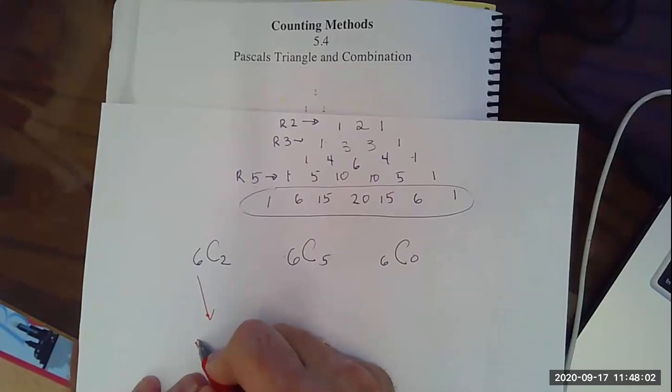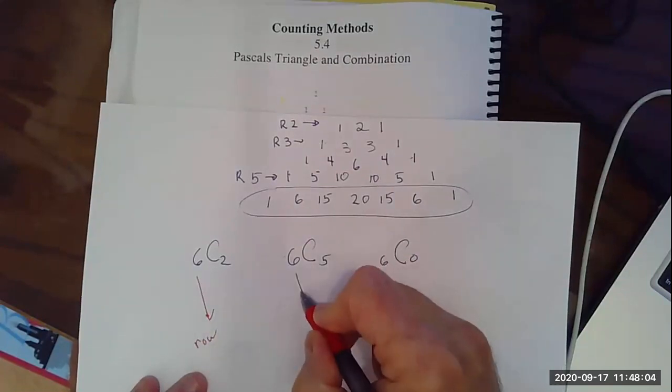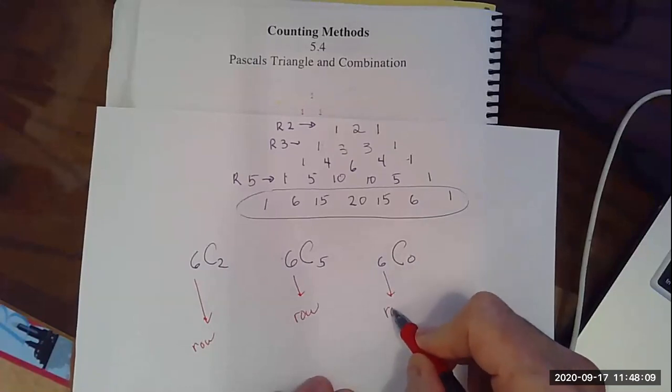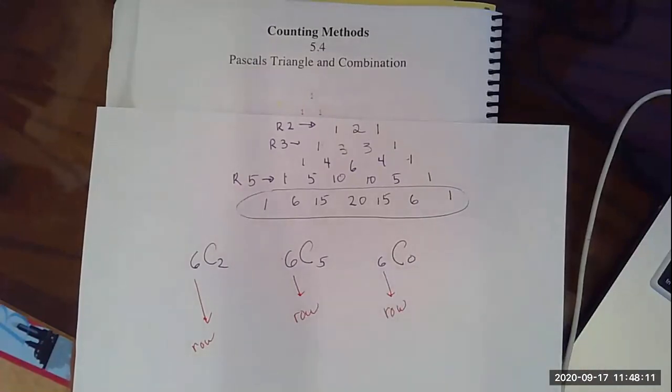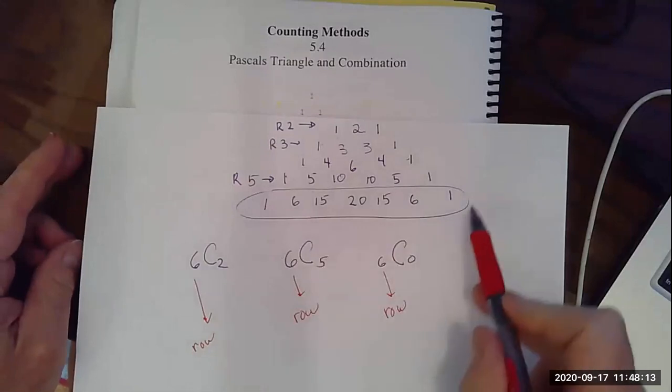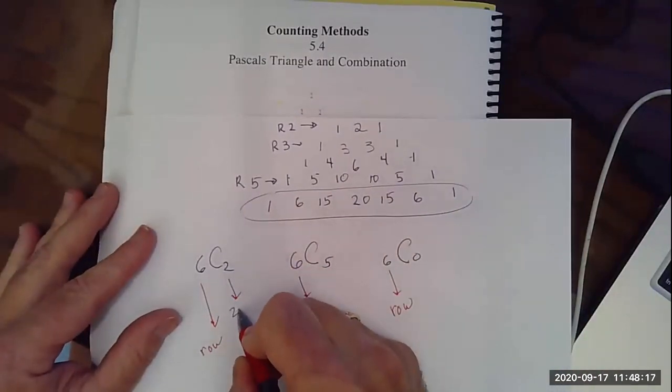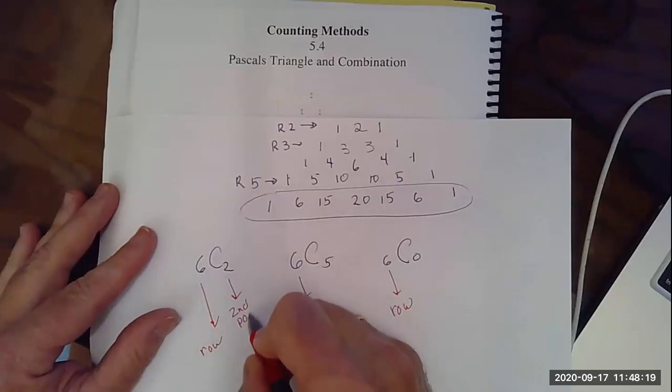This is your row. So now I know it's row 6. So I circled that row. And these are called positions. So this is your second position.